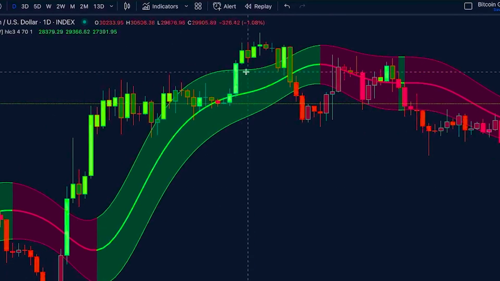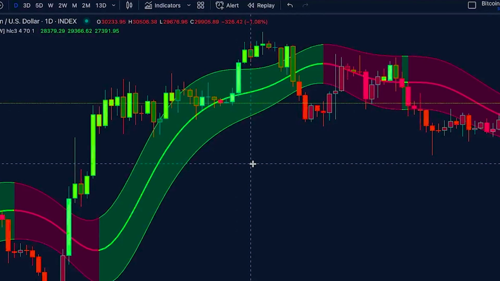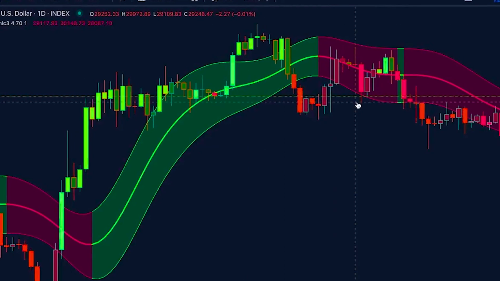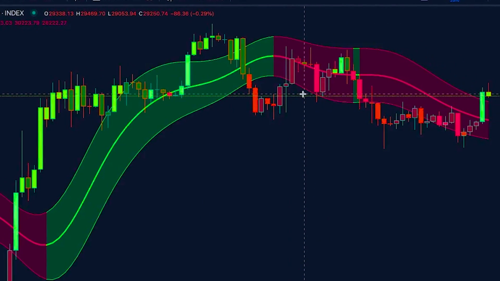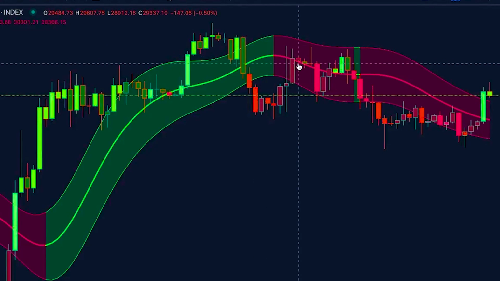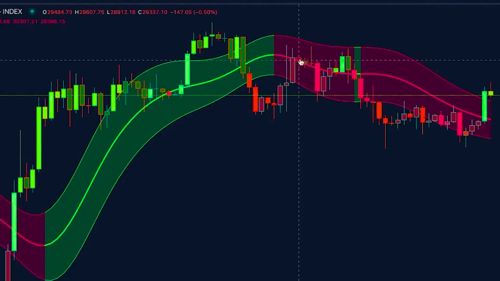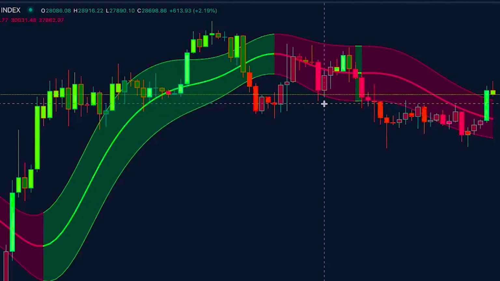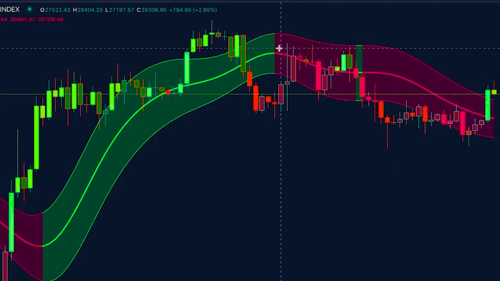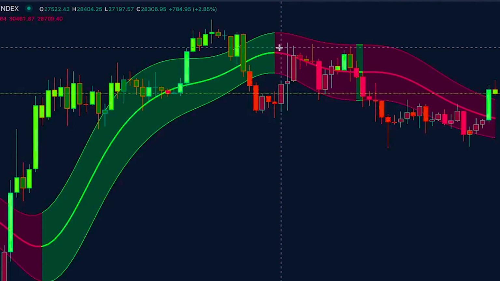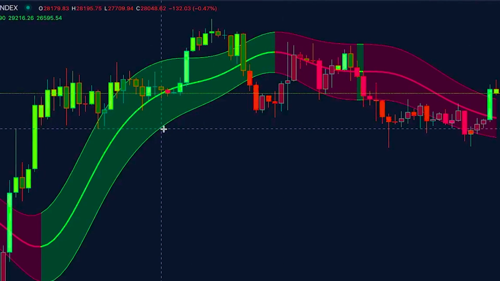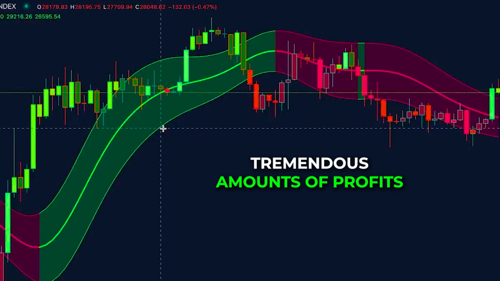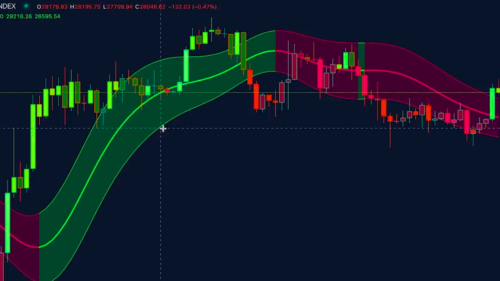The cons of using the Gaussian channel: for one, it's a lagging indicator. So by design, every indicator in the world is a lagging indicator. This one, the color, the support, the resistance, the green, the red, all of this is based on the past price action, which again is a bad thing. But again, all indicators are based on past price action. If you know how to use them correctly and use them wisely, you can make tremendous amount of profits, alleviate tremendous amounts of stress, and have a beautiful time.